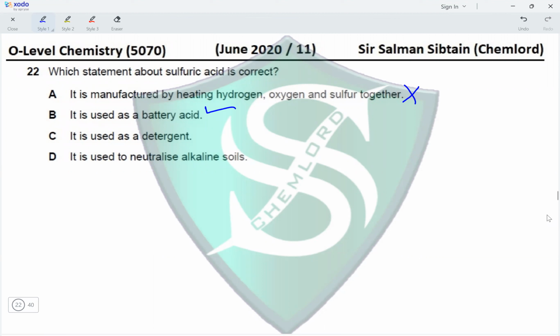It is used as a detergent. No, this is a very strong acid. It is used to neutralize alkaline soils. No, we will not be using sulfuric acid for this purpose. It would leach up the minerals present. So the correct option for this question is option B.